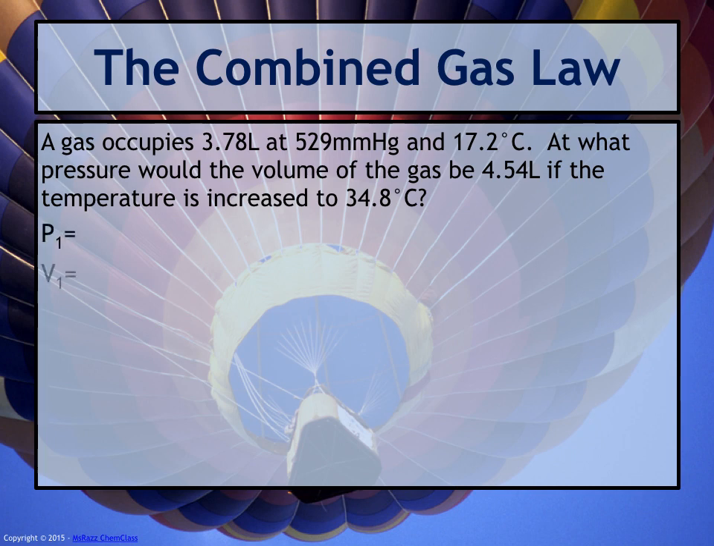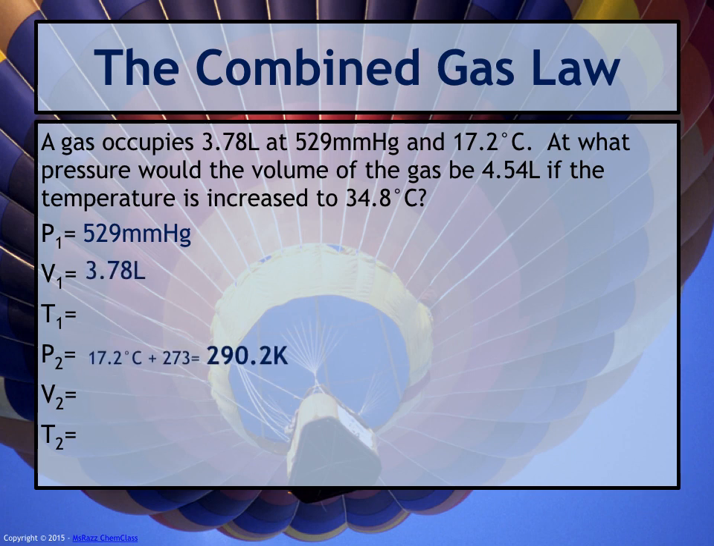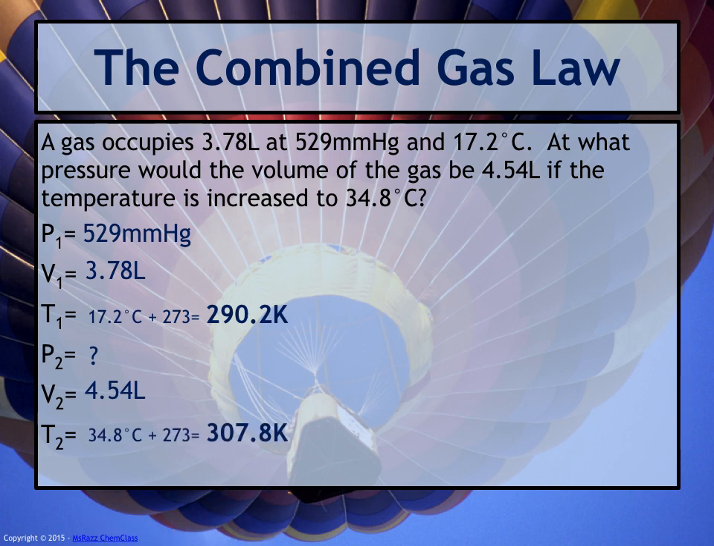The first step is to just write down all of the potential variables that you have and identify them. So initially we have 529 millimeters of mercury as the pressure. The volume is that 3.78 liters. The temperature has to be in Kelvin, so we take the 17.2 and add 273. So you get 290.2. We don't know the new pressure, but we do know the new volume, 4.54 liters, and we can calculate the new temperature, 34.8 plus 273, so we have 307.8 Kelvin.